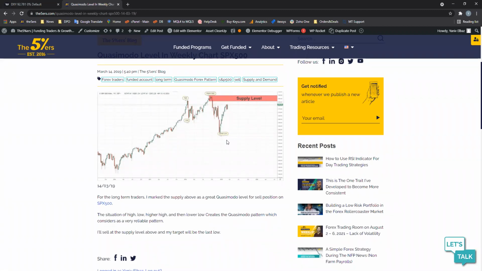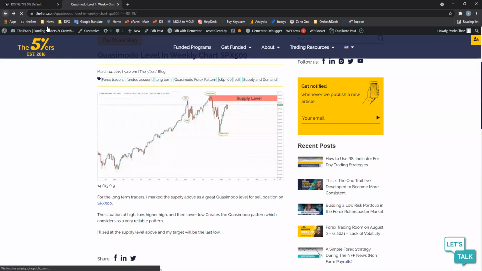But before continuing lower, it's going back to visit the supply level, the level from which the breakout took place. Okay, the power of the sellers came from this level. The sellers were strong enough to break the previous low, but now there's a retest of the supply level from which the move came before continuing lower.